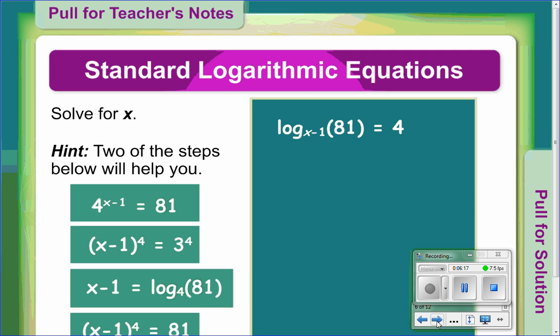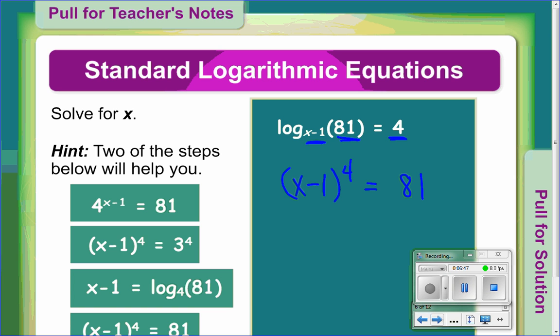Okay, again, we want to solve for x, so we can write this in exponential form. So we've got our base to our power is equal to 81. So x minus 1 to the power of 4 equals 81. Okay, so we're going to take the fourth root of both sides, or we're thinking what times itself 4 times is going to give me 81.